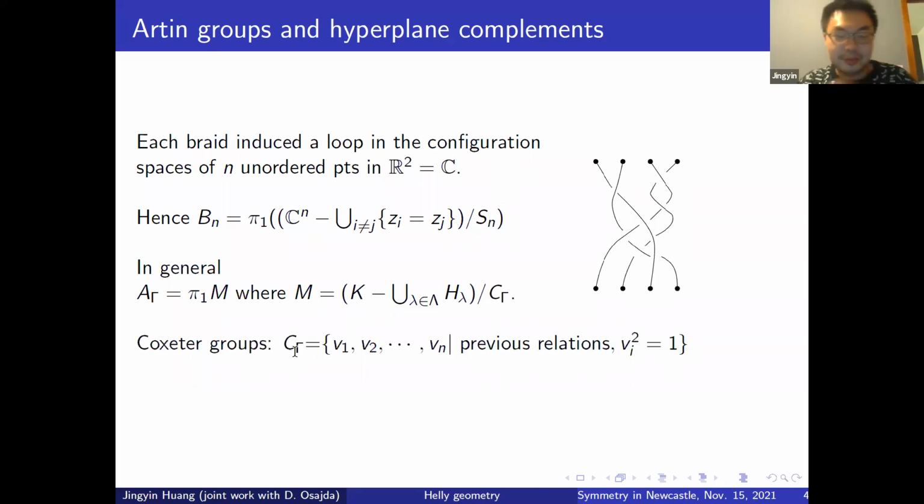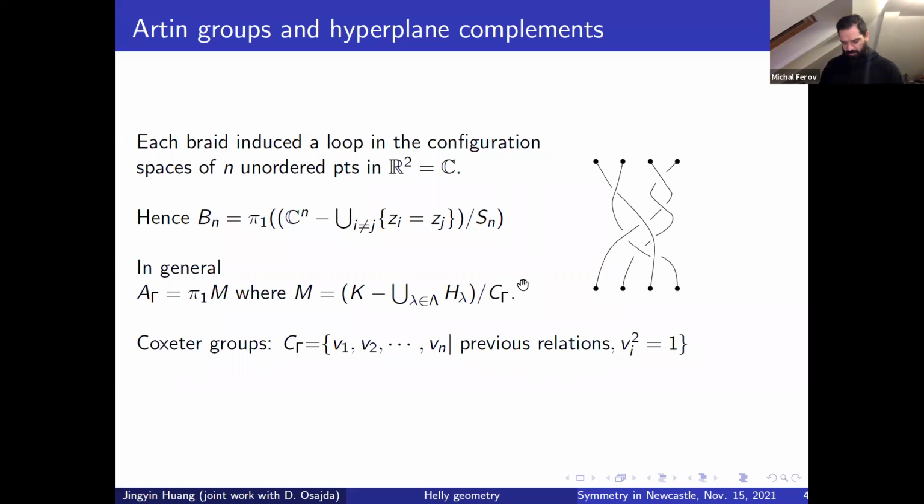So what's a Coxeter group? It basically has the same generators as the Artin group, and it has the same relations as before, like this braid relation, but it has an extra relation, which requires that each generator has square equal to 1. So you can imagine that a Coxeter group is some kind of reflection group, and each generator acts as a reflection.